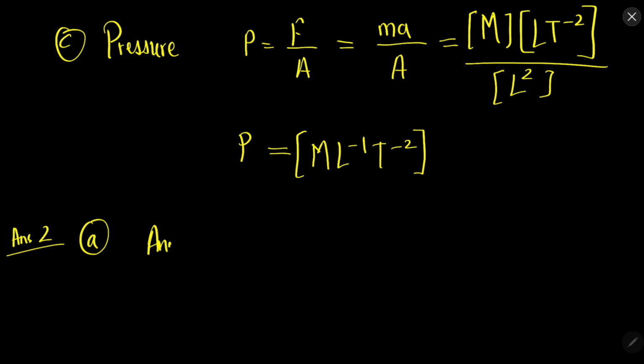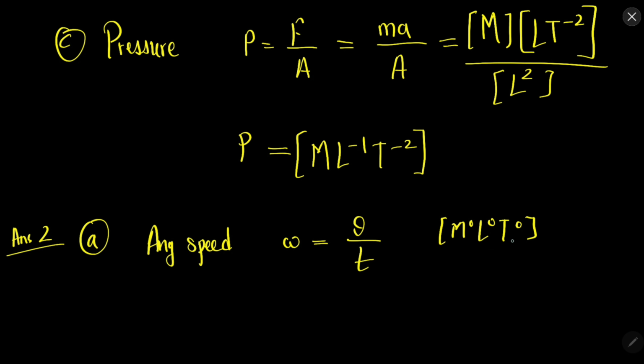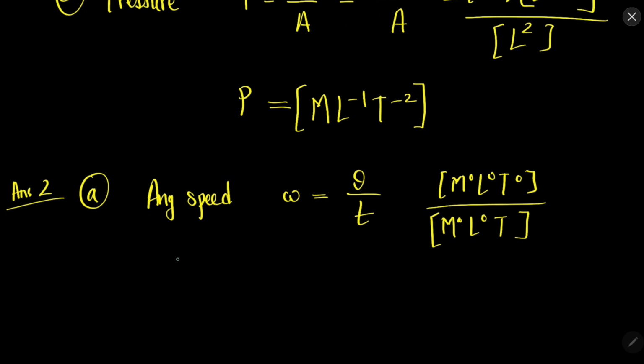The angular speed or angular velocity is usually represented by omega, and the formula for angular velocity is angular displacement upon time, that is theta upon time. There is no dimension for theta. Angle is dimensionless, and time is obviously T. So this will be M⁰ L⁰ T⁰ over M⁰ L⁰ T¹. So ultimately the dimensions of angular speed will be M⁰ L⁰ T⁻¹ because this T will go upstairs.